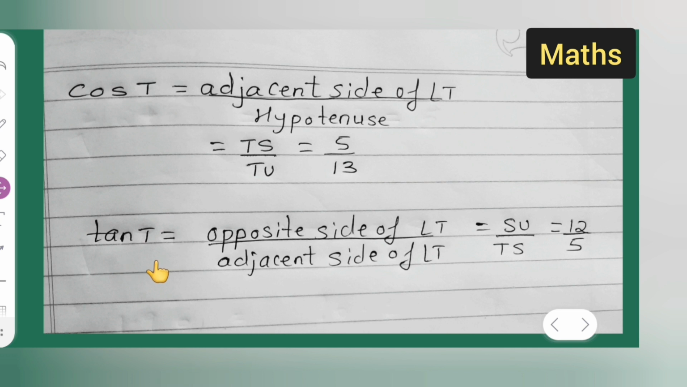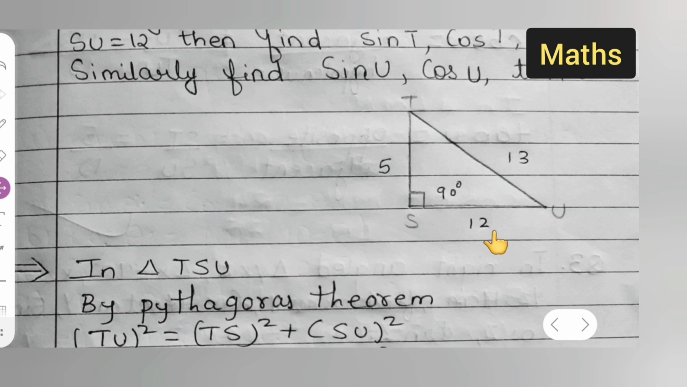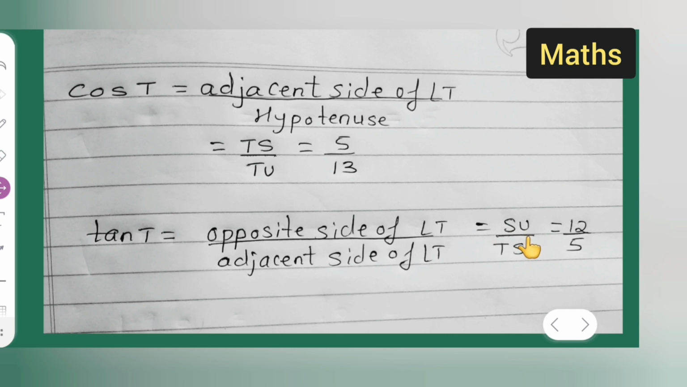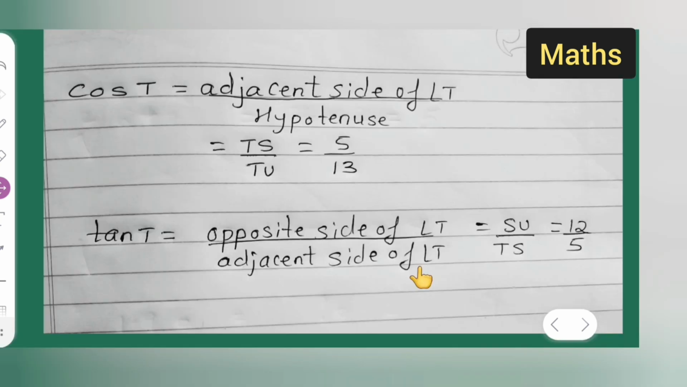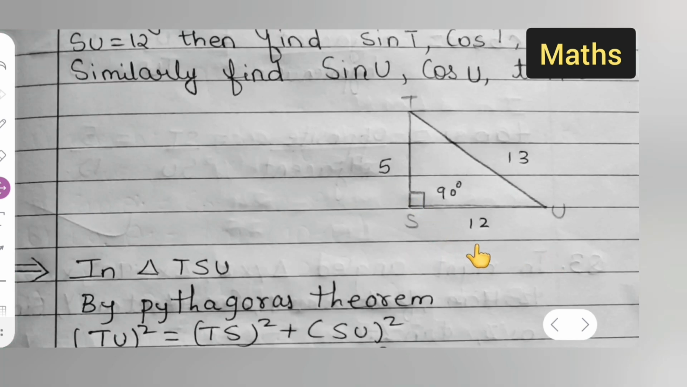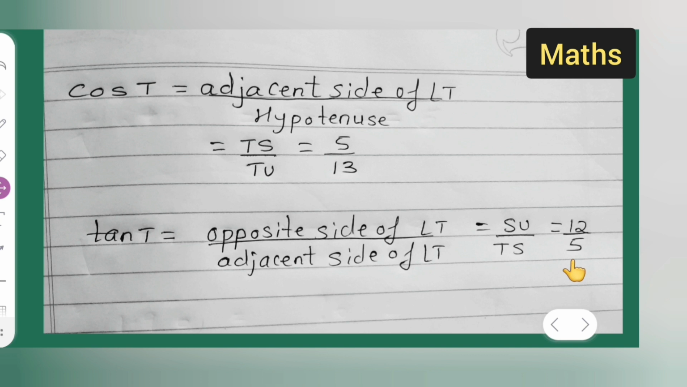Now we need to find tan T. Tan T formula is opposite side of angle T upon adjacent side of angle T. Opposite side of angle T is SU, and adjacent side of angle T is TS, which is 5. SU is 12 and TS is 5. So it is 12 upon 5.